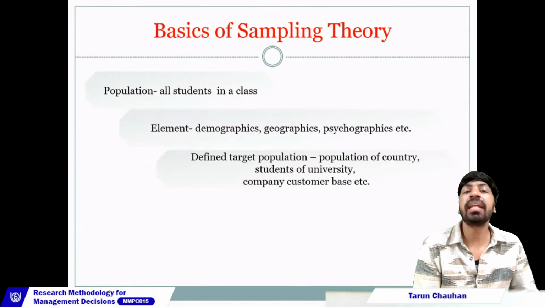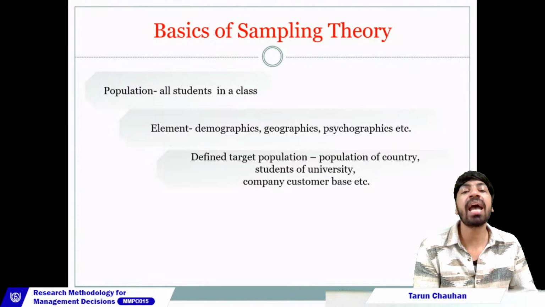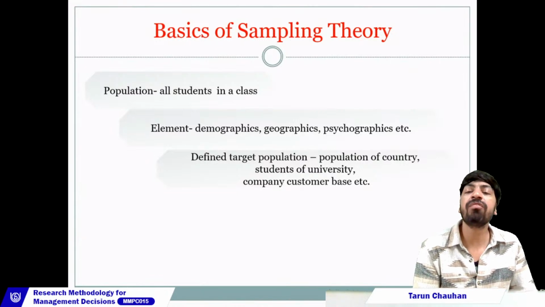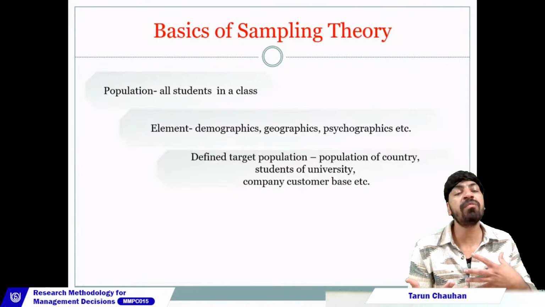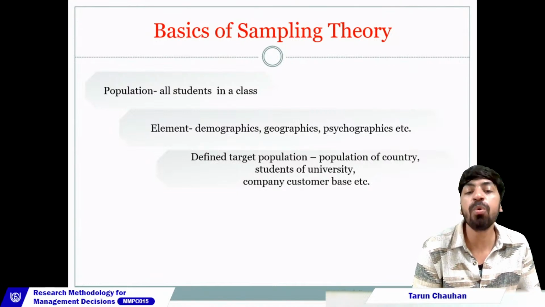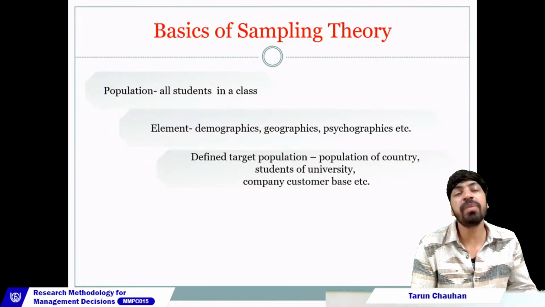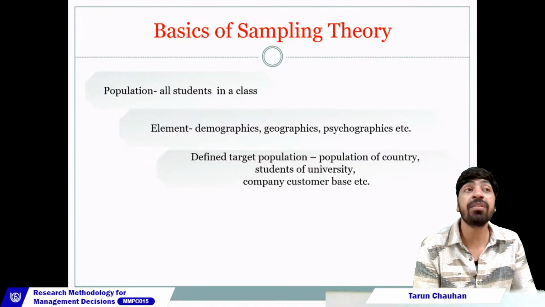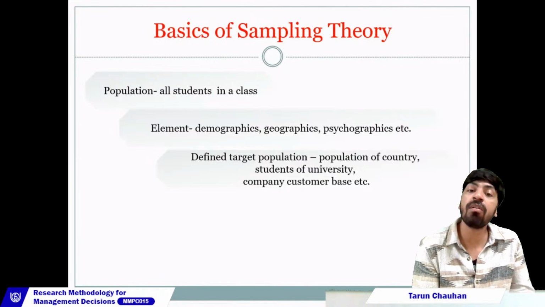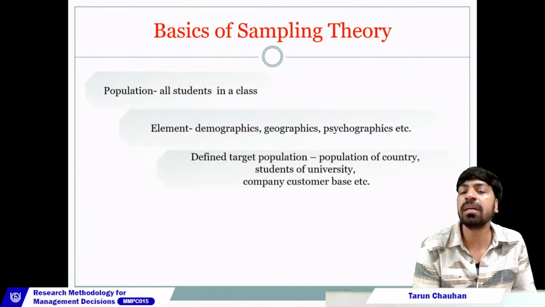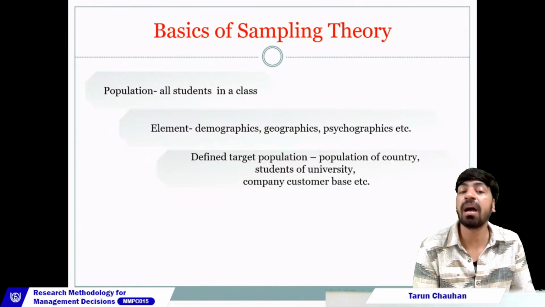Let's talk about the next basic, that is defining target populations. It depends on the study of a researcher, what he's willing to include or to target as the exact population. It would be the population of a country, the students of a university, or any consumer or customer base of the company.